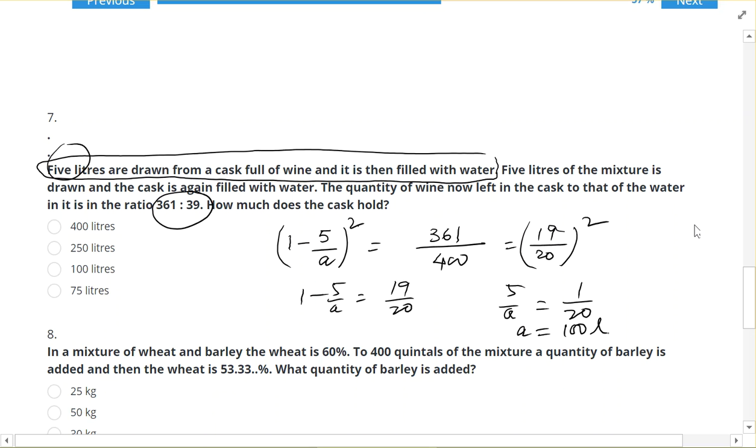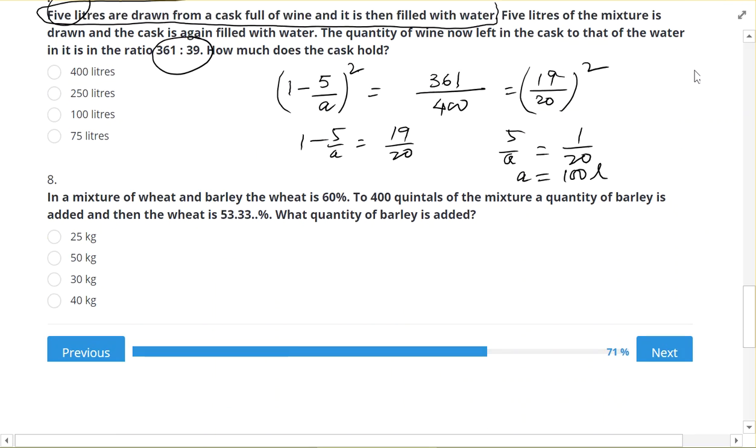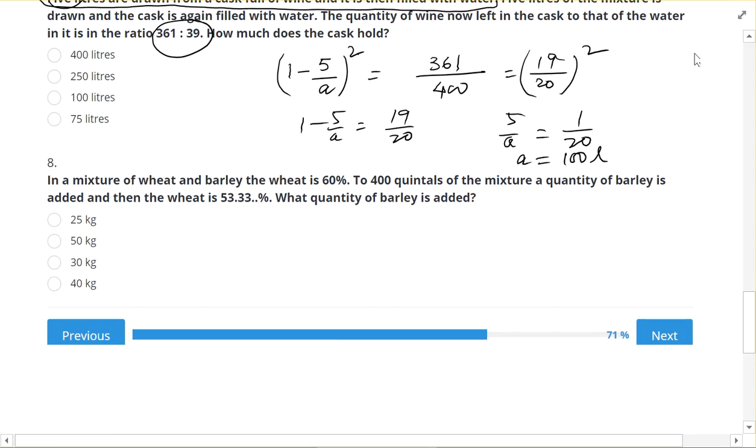Straight and simple. In a mixture of wheat and barley, the wheat is 60%. To 400 quintals of the mixture, a quantity of barley is added. In a mixture of wheat and barley, the wheat is 60%. 400 quintals of the mixture. So 240 quintals is wheat and 160 quintals is barley.